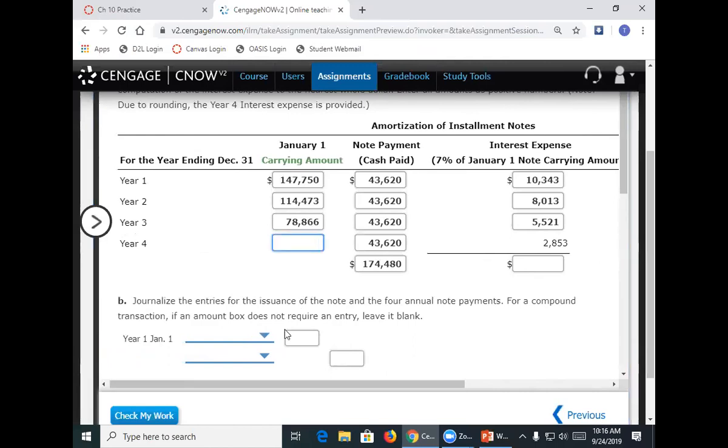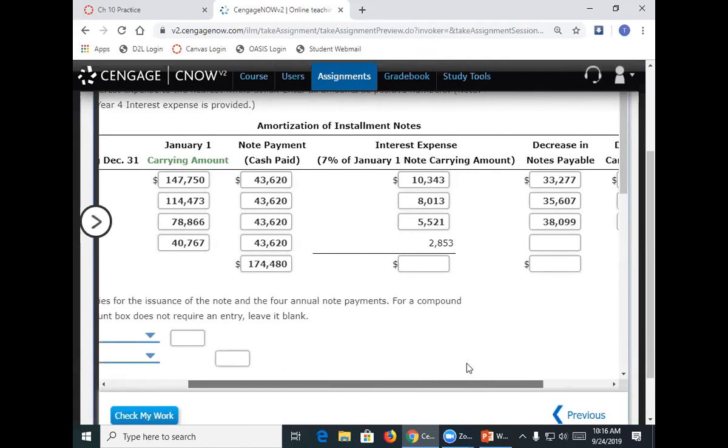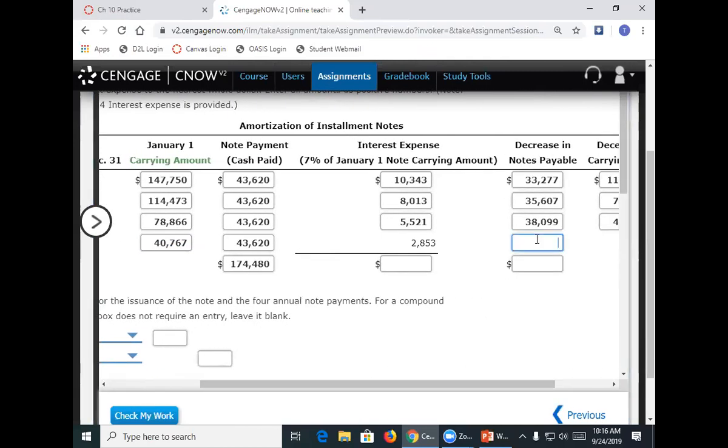So the year four carrying amount is $40,767. Notice they gave you the interest expense in year four. Your decrease in year four should be your carrying amount. You should be paying off that full carrying amount in year four, because we want our carrying amount to be zero when we're done. So that's kind of how they got the interest. Sometimes the interest gets off by pennies or a dollar in year four. That's why they gave it to you. But in year four, our decrease to notes payable should be the remaining balance, $40,767.